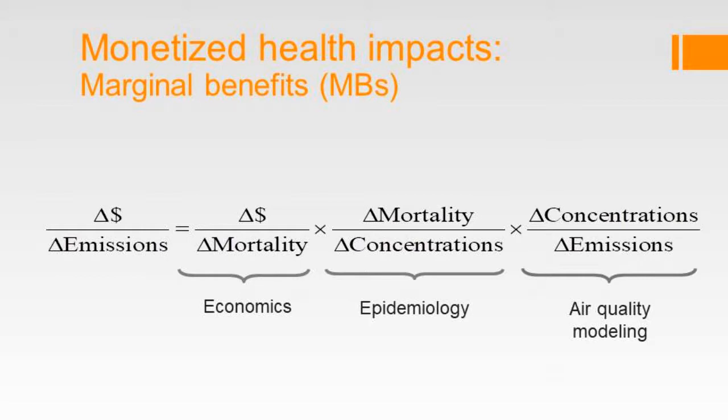If you combine all these pieces of information together, what you get is a monetized representation, a monetized valuation of the impact of changes in emissions or emission control. We call this monetized impact of health effects marginal benefits or marginal damages. This is a term that economists use and something that we consider to be an important decision metric because it would put the benefits of air pollution control on a comparable scale to the cost of making those changes.